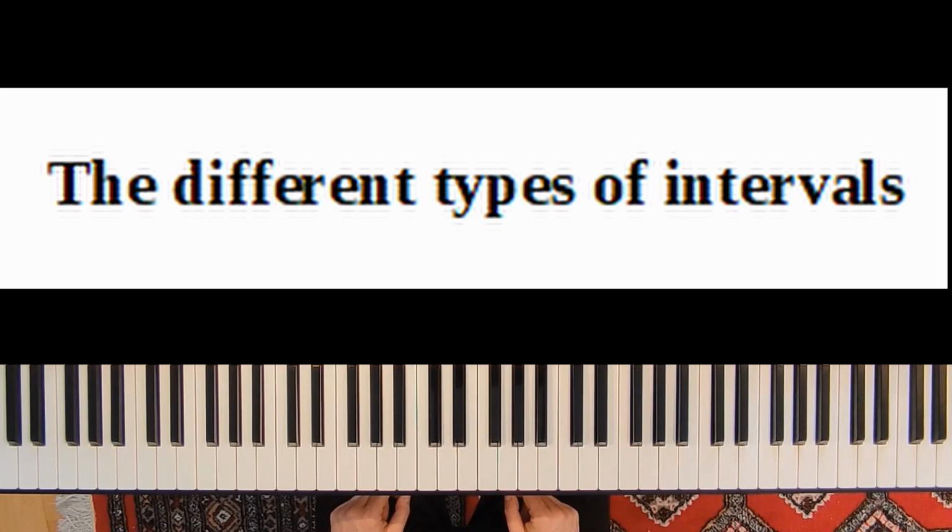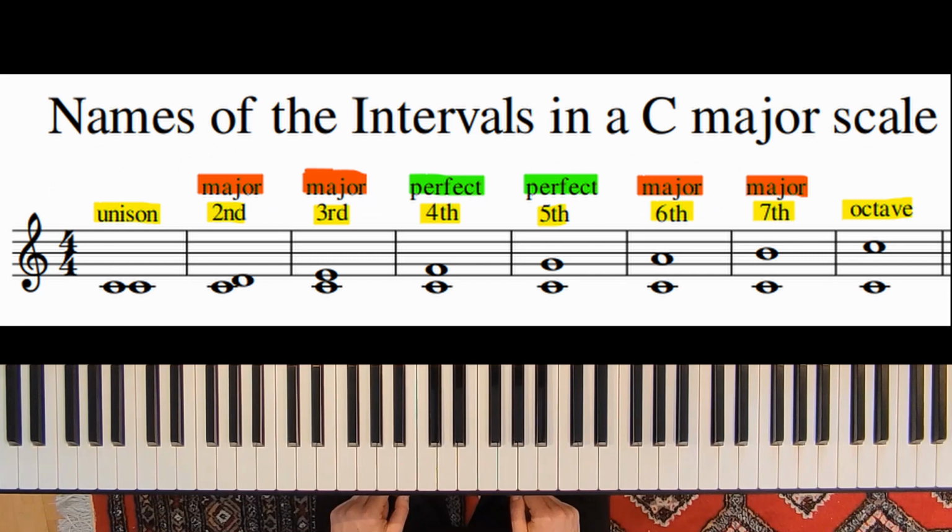Now we can add the type of the interval. For the type of an interval, we use words like major, minor, perfect, augmented, and diminished. Let's look at the major scale for example. Let's take the C major scale. So from C to C. From C to C is a unison. Then from C to D is a major second. A minor second would be half step smaller.